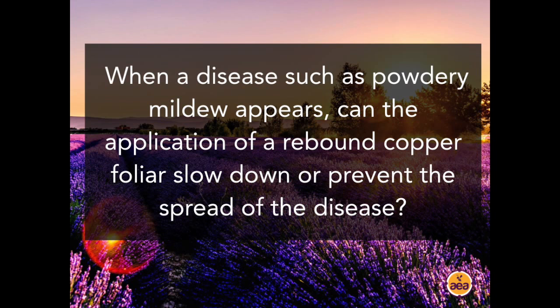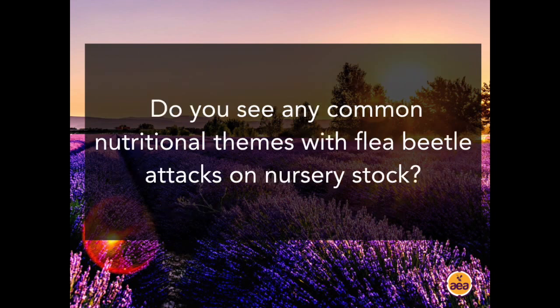Question from Cameron Morgan. Hi, Cameron. Do you see any common nutritional themes with flea beetle attacks on nursery stock? Yes, when you look at the diagram that we put together with the plant health pyramid, flea beetles would show up on level 2 when plants are not producing complete proteins and you have high levels of nitrates and soluble amino acids in the plant sap, which is generally an indicator of inadequate levels of either magnesium or sulfur or molybdenum or some combination of all three of those.